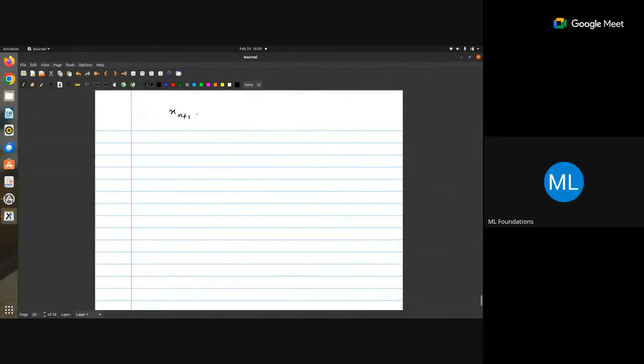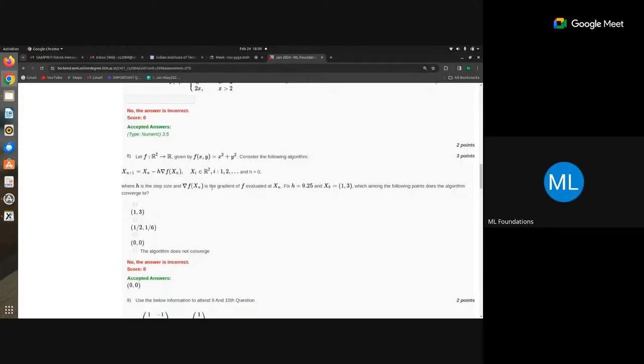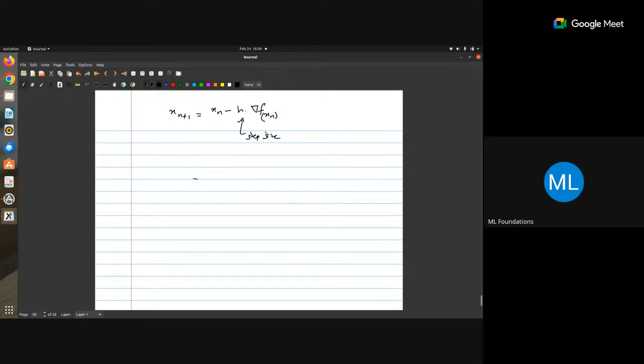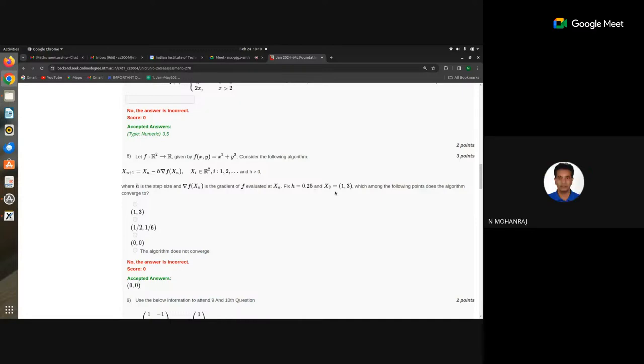Okay, this is xn plus 1 is equal to xn minus h of delta f at xn. Fine. What is h? h is step size. And I think step size is given constant here, which is 0.25. So xn is some vector minus 0.25 times the gradient at that xn. So what is xn? Initial xn is (1, 3).